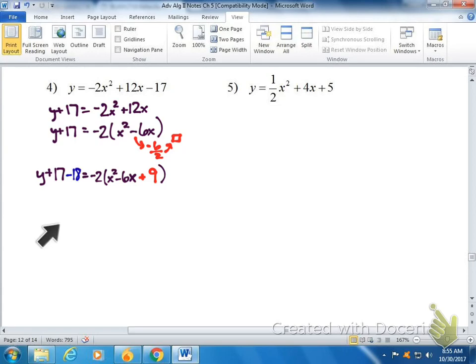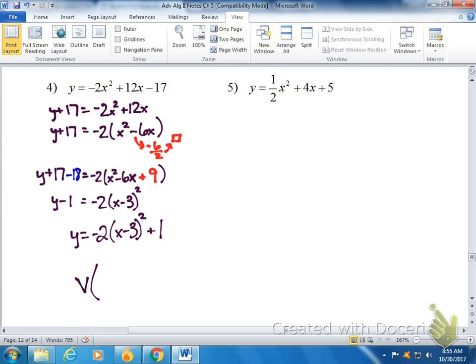Now we're ready to clean up the left side, rewrite the right side, and rewrite in vertex form. So y equals negative 2 times x minus 3 squared plus 1. So now that it's in vertex form, that vertex is going to be positive 3, 1.